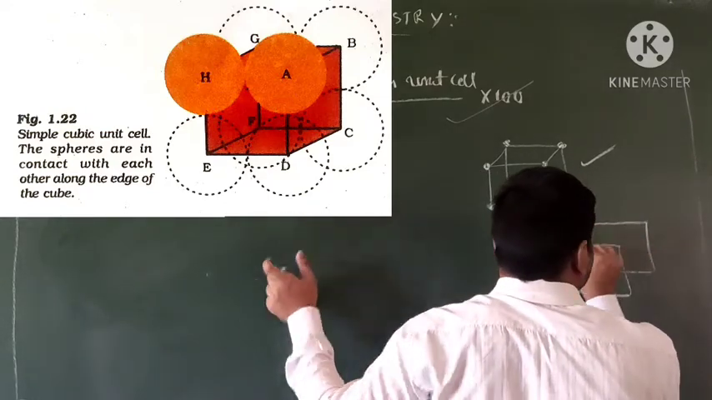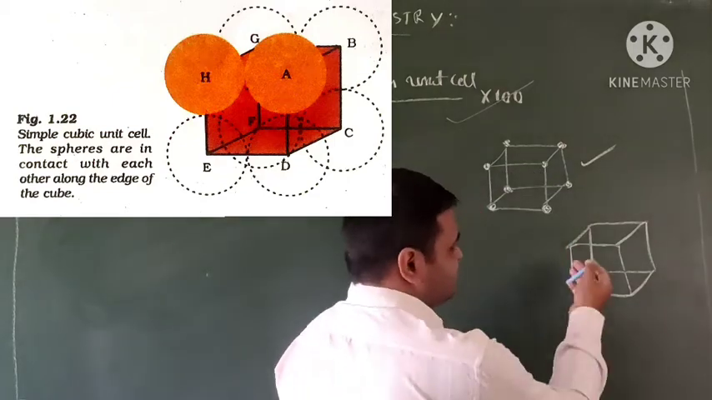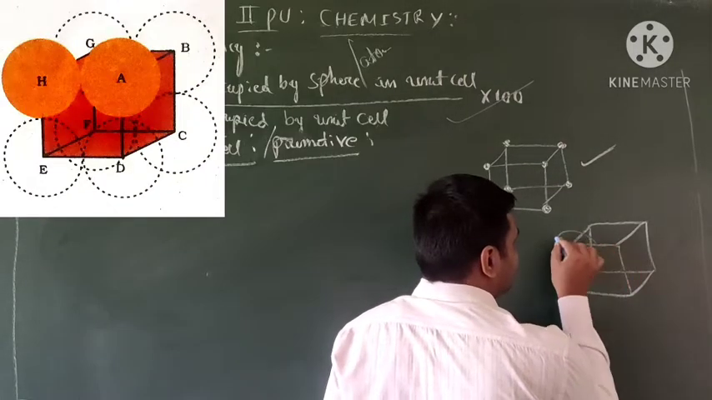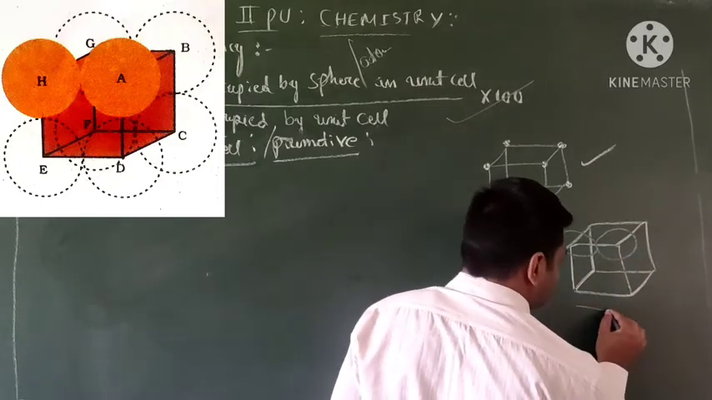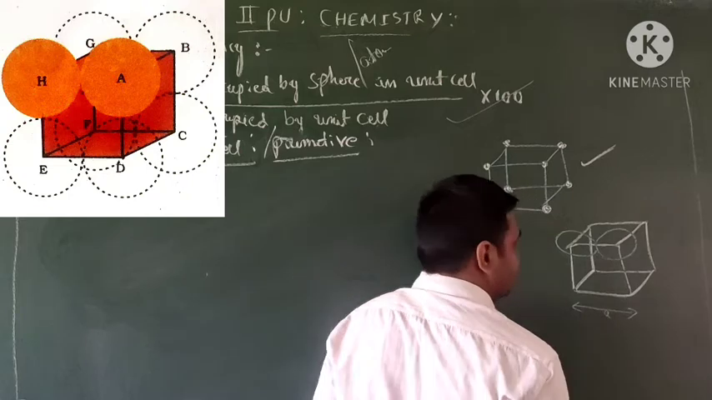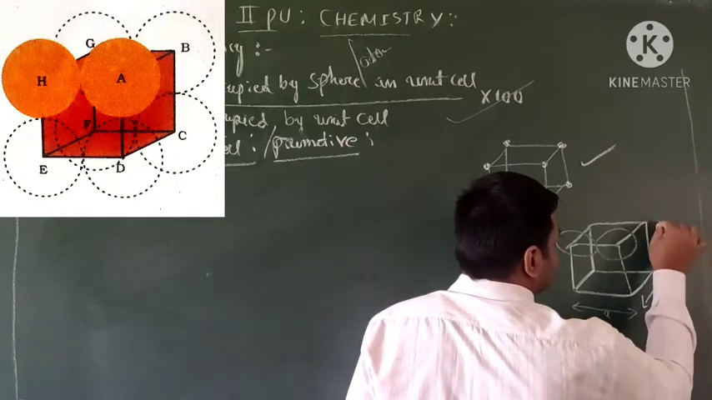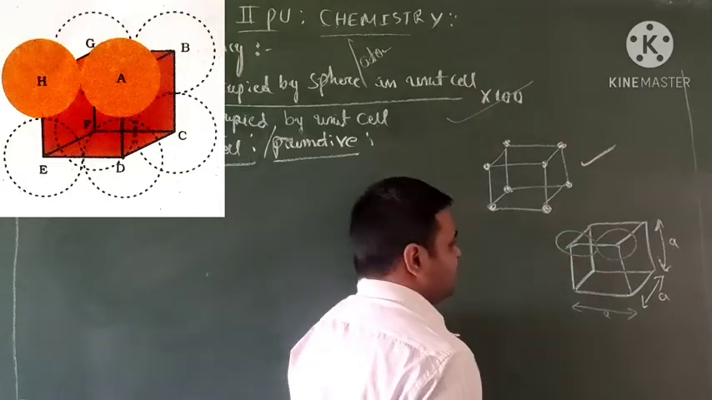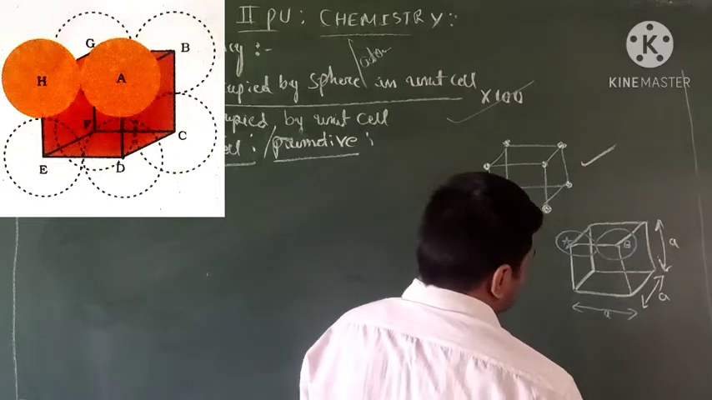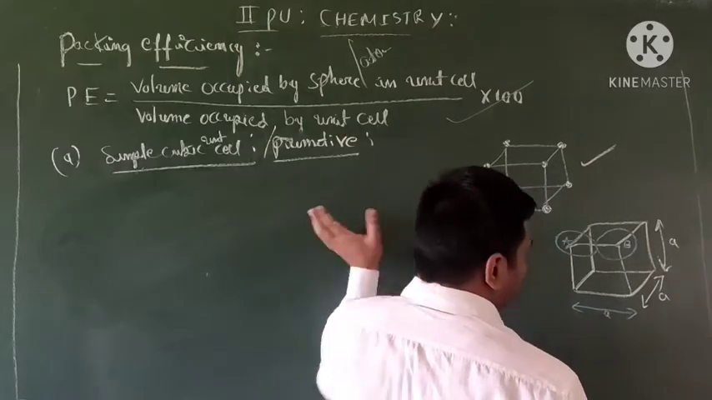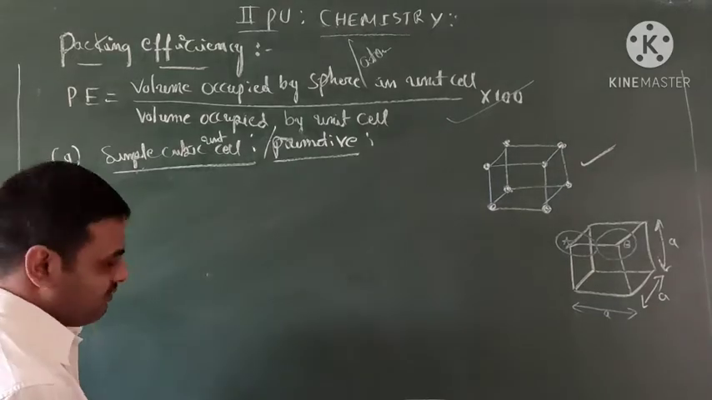Don't get confused, both are the same. You have to consider that structure. In this structure, A means edge length. This is edge length, this is edge length, this is edge length. Either way we see this structure, don't get confused, both are the same. Let me explain term by term.